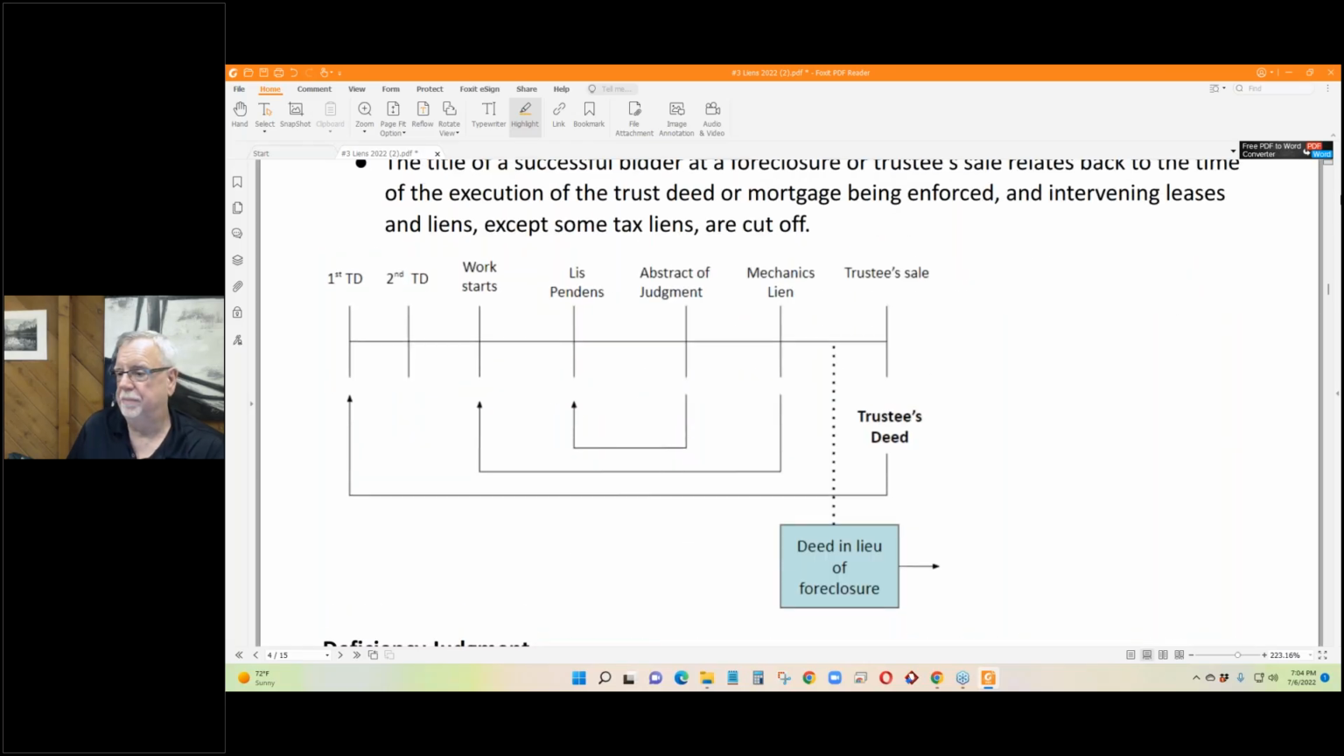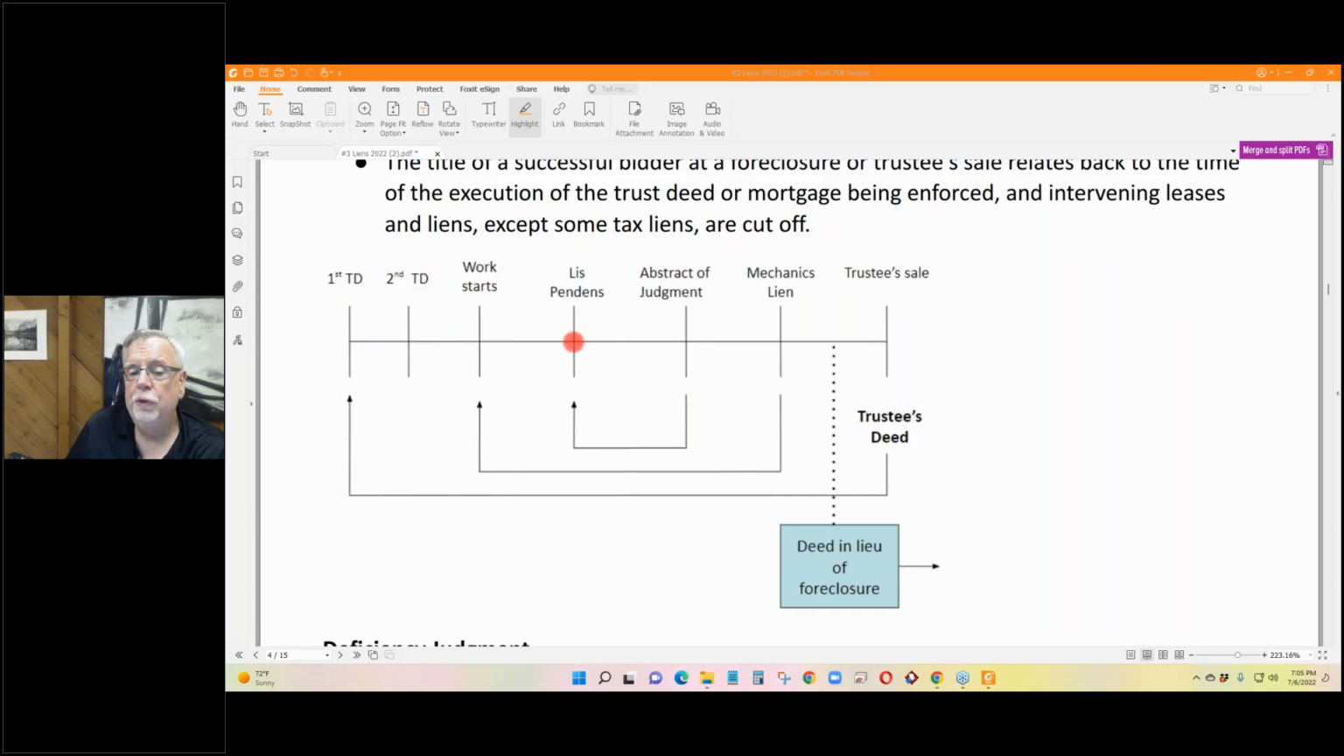I have an example. Let's look at the example. So this is a timeline, right? Let's say I'm buying a house. So I get a first trust deed to buy the house. I want to put in the swimming pool. So I get a second loan on the property in order to have some money to pay for the swimming pool. Work begins on the swimming pool.